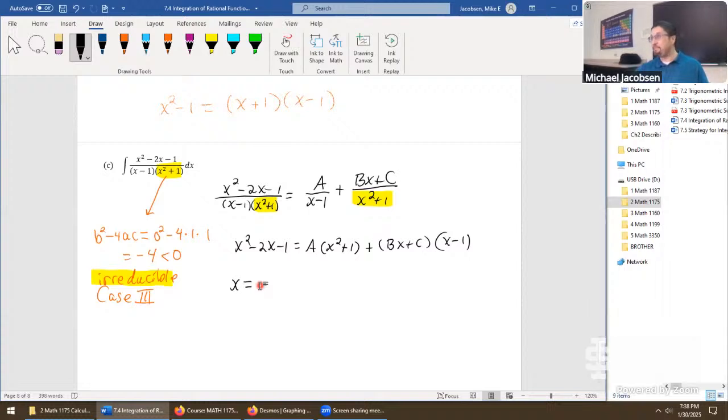1's a great choice, absolutely, because if you pick 1 from right here, it's destroyed coefficients b and c, but it leaves coefficient a. So let's say set x to 1. On the left-hand side, we get 1 minus 2 minus 1, so just a negative 2. 1 squared plus 1 is just 2 times a, plus all of this is now 0 due to that term going to 0. So we've got one coefficient already. A has to be equal to negative 1. Well, now we need another one. Any questions so far?